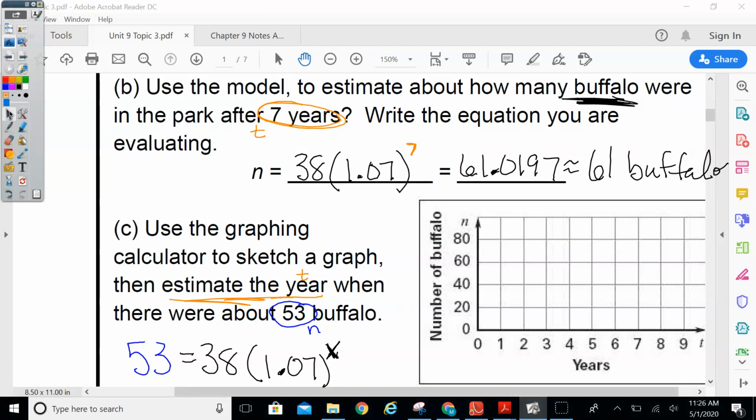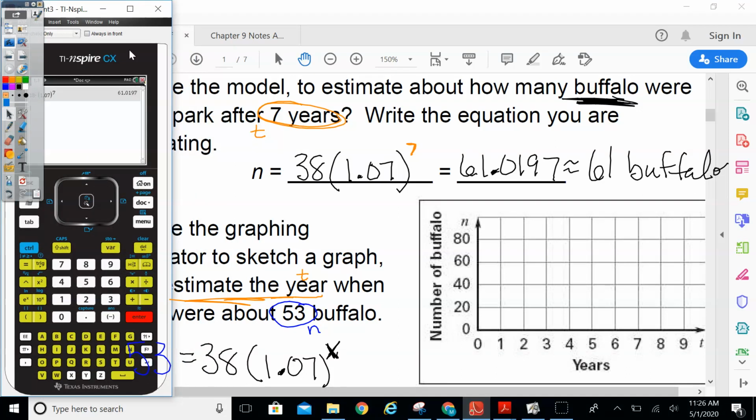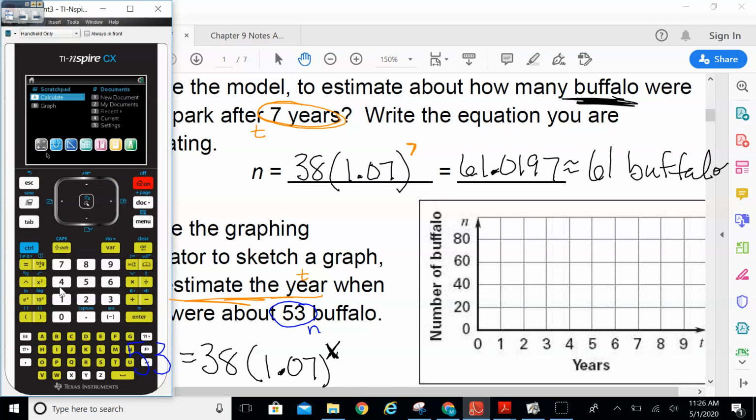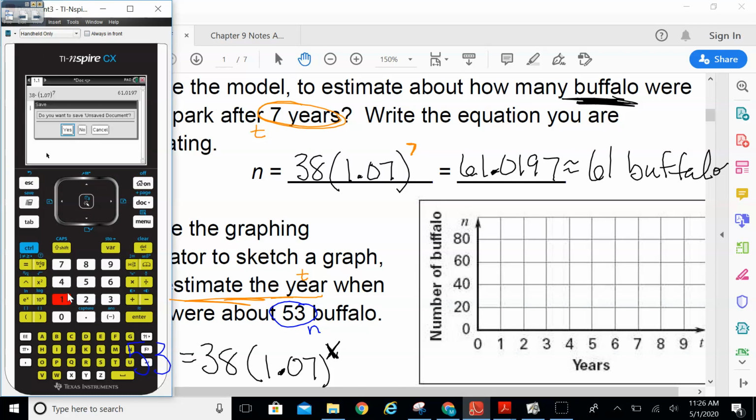So over here in your calculator, we want to graph this equation. So get a new graph. So new, no, I don't need to save that, I want to graph. In the first one, you're going to put your equation, the 38 times 1.07 to the x power. And then in another equation, so tab to get another one, we want to know when is that 53.